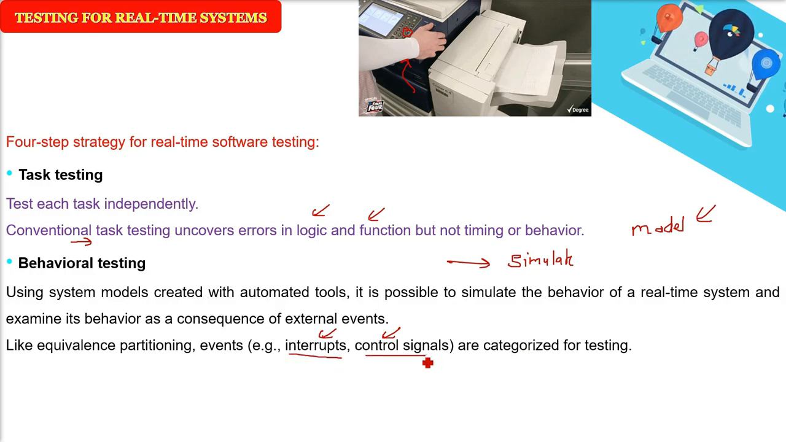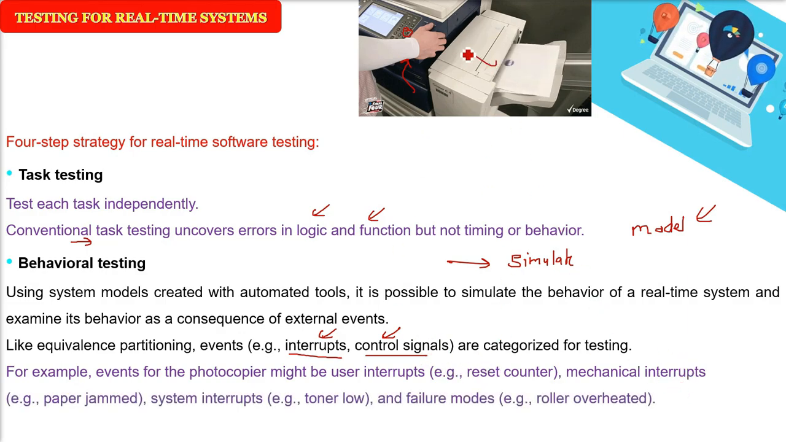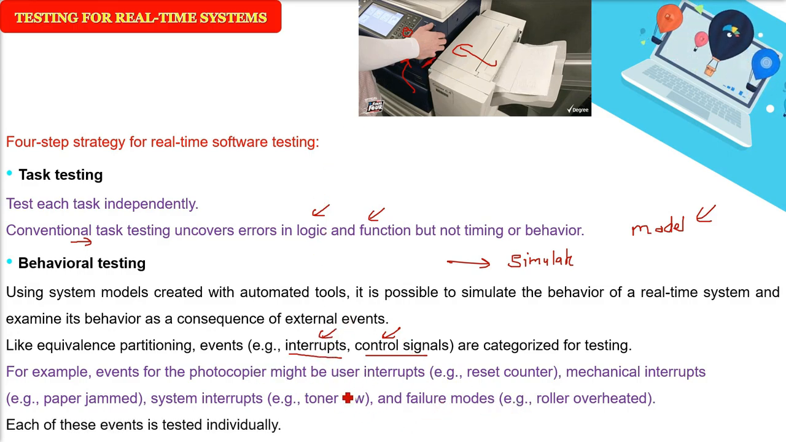So how to do this in behavioral testing? For instance, in a photocopier, the user might have interrupts like the reset counter, or there can be some mechanical interrupts from inside, like the paper is being jammed, or some system interrupt, like the toner is low, the ink is low, and some roller is overheated. These are failure modes. Each of these events needs to be tested individually, and that can be done using behavioral testing. Okay.